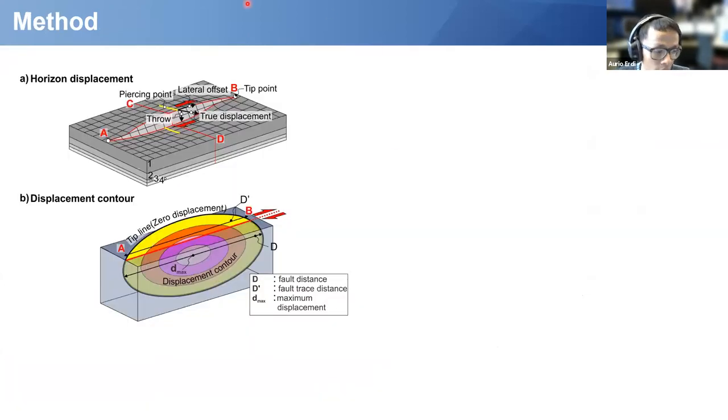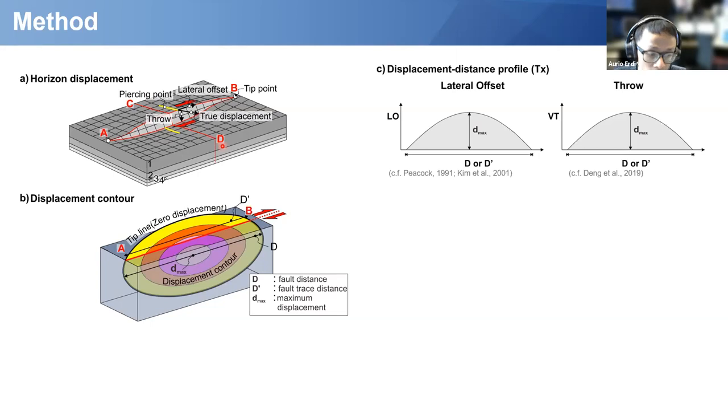And here is an ideal geometry of a strike-slip fault, where the fault can be described by its vertical throw and lateral offset. And to document the three-dimensional geometry of the strike-slip fault, we conduct several methodologies. First, displacement-distance analysis. This method is conducted by recording throw profiles. Here we document not only vertical throw, but also lateral offset to discover the possibility of oblique movement.